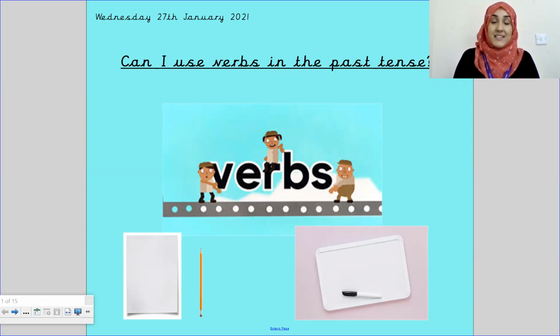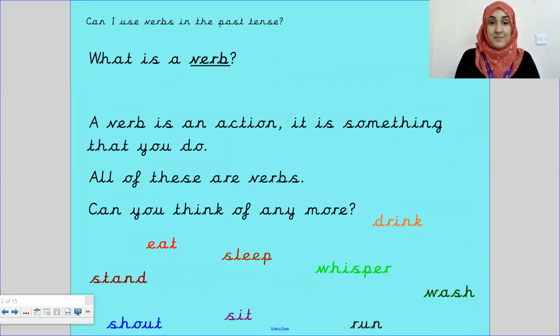It is Wednesday, the 27th of January 2021, and our learning objective for today is: can I use verbs in the past tense? Okay, what is a verb? A verb is an action. It is something that you do. All of these are verbs. Drink, eat, sleep, whisper, stand, shout, sit, run, and wash. If you can think of some more, pause the video here and think of a few more.